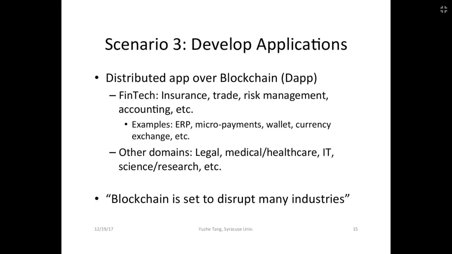You can also use blockchain to do online merchandise and support micro payments. As we mentioned before, Coinbase, CoinDesk, they are sort of a wallet application in Bitcoin. And you can also support currency exchange. Of course, there are some other domains that are relevant to blockchain. You can use blockchain to support legal applications. For example, signing contract, supporting medical or healthcare data sharing across different institutes. And information technology or information system can also be supported on top of blockchain. So blockchain is said to be such a disruptive technology that will revolutionize many industries.